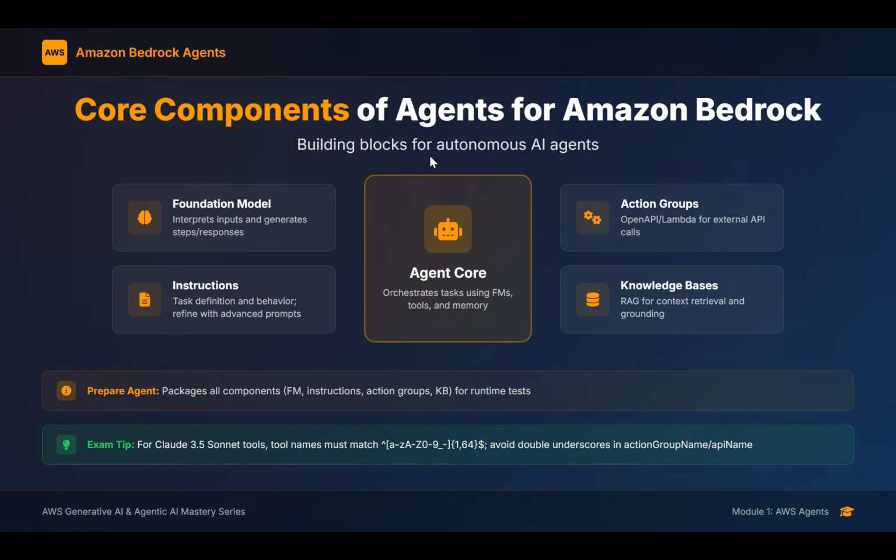Let's talk about the core components of an agent on AWS Bedrock. The agent will be at the center of the core flow, and then there will be a foundation model which backs the agent, which intercepts the input and generates the steps and responses. Action groups are the tools which we are going to embed with our agentic flow. An agent will call a specific action group according to the need. It can also connect with the knowledge base and get the responses as per the need.